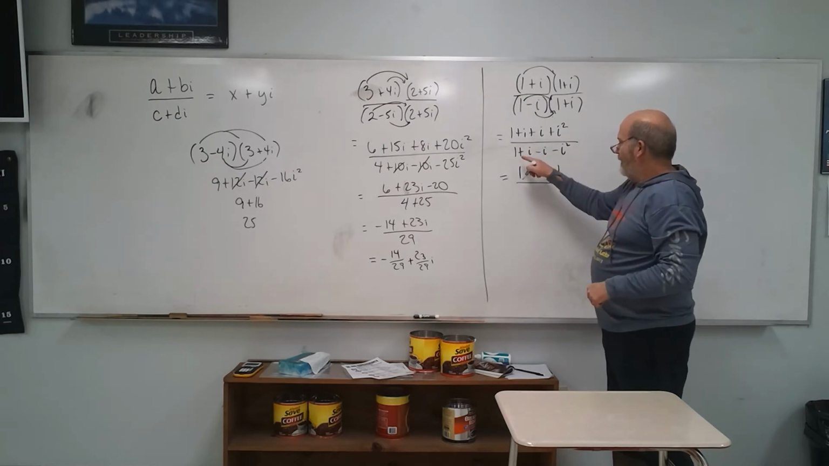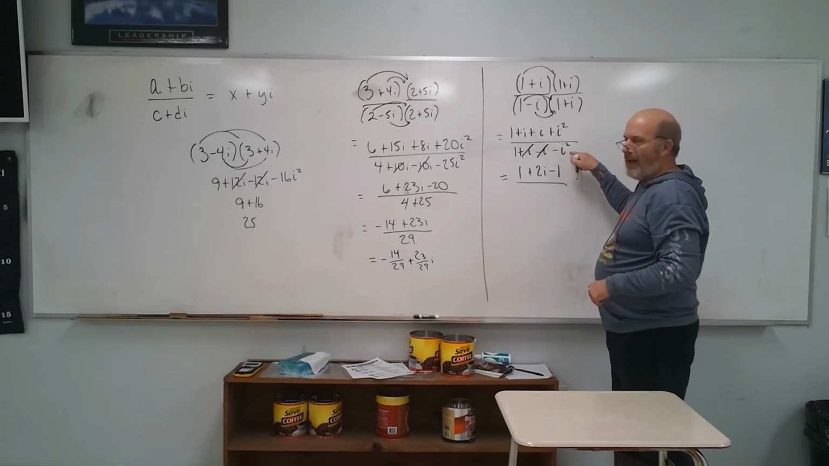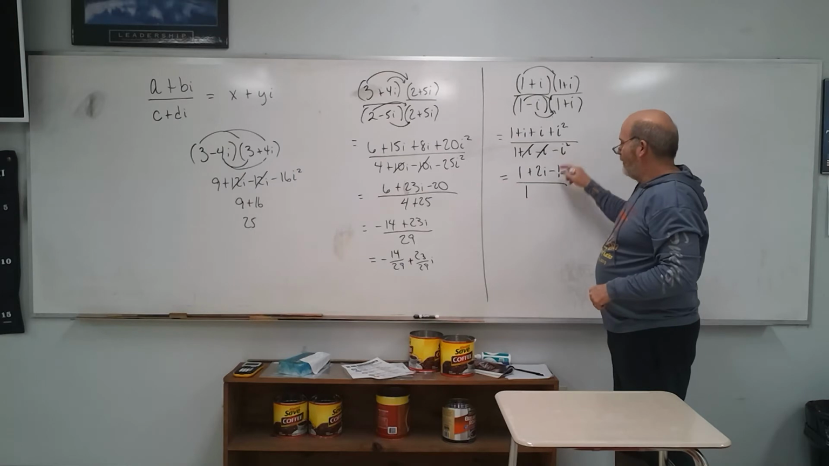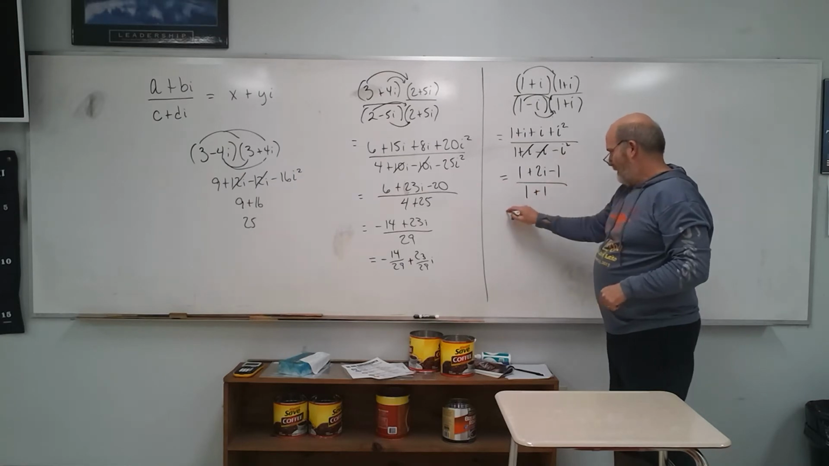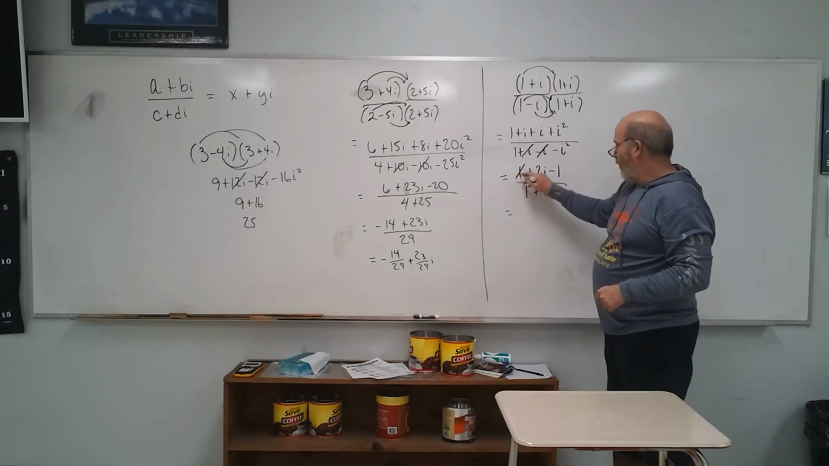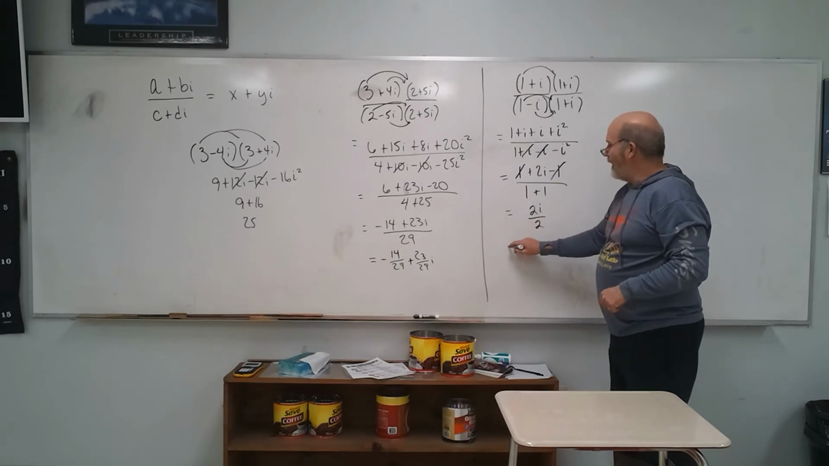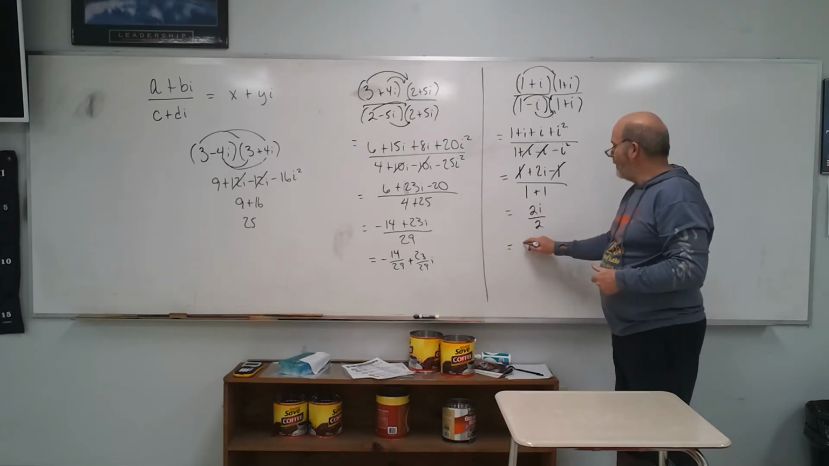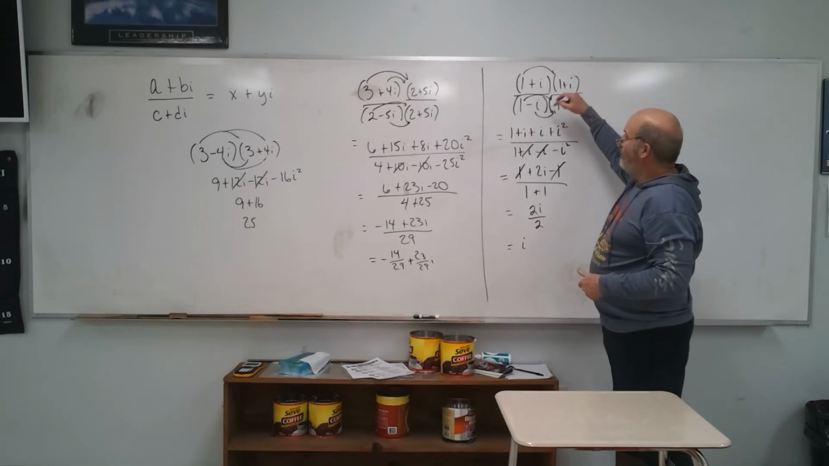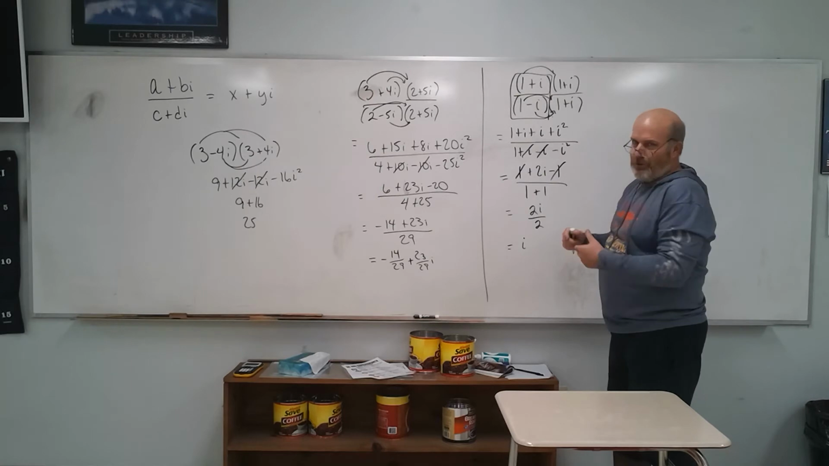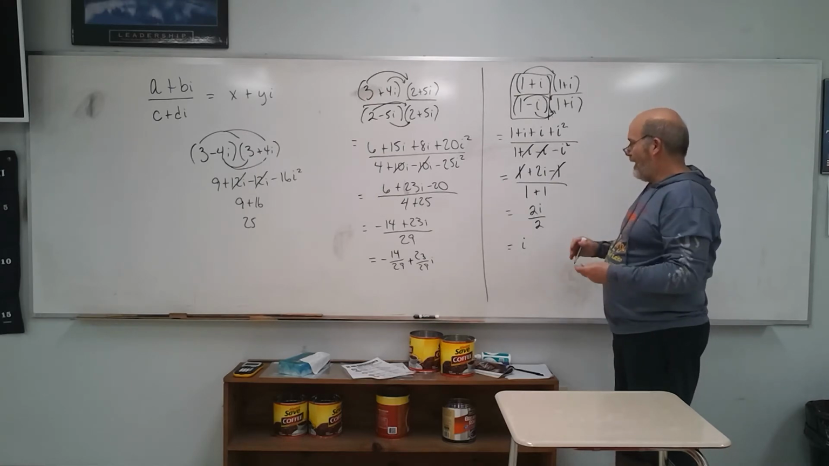In the denominator, the i and the negative i cancel. I have 1 minus i squared, but i squared is negative 1, so this becomes 1, negative 1 becomes plus 1. Up in the numerator, my 1 and my negative 1 both cancel. I end up with 2i over 2. And the 2's divide out, so I end up with just i. So 1 plus i over 1 minus i, what we started with, all simplifies to just i.